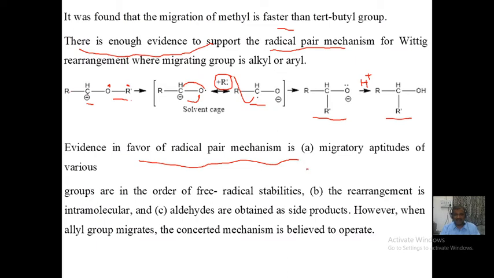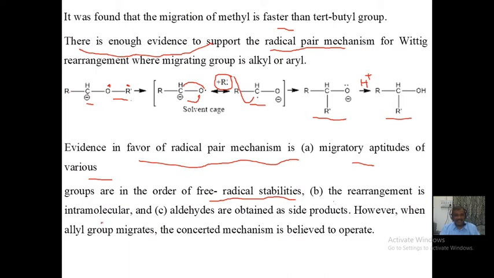And further, there are some observations connected to this rearrangement, evidence in favor of the radical pair mechanism. Number 1, the migratory aptitudes of various groups are in the order of free radical stabilities. When you take R, R prime, etc., radicals are formed, and the overall rate of the Wittig rearrangement is favored by the radicals which are formed. The stability of the radical is the evidence. What does it say? Primary is more stable, then secondary radical, and then the tertiary one. So the stability of radicals formed again favors this kind of radical pathway to understand this rearrangement.